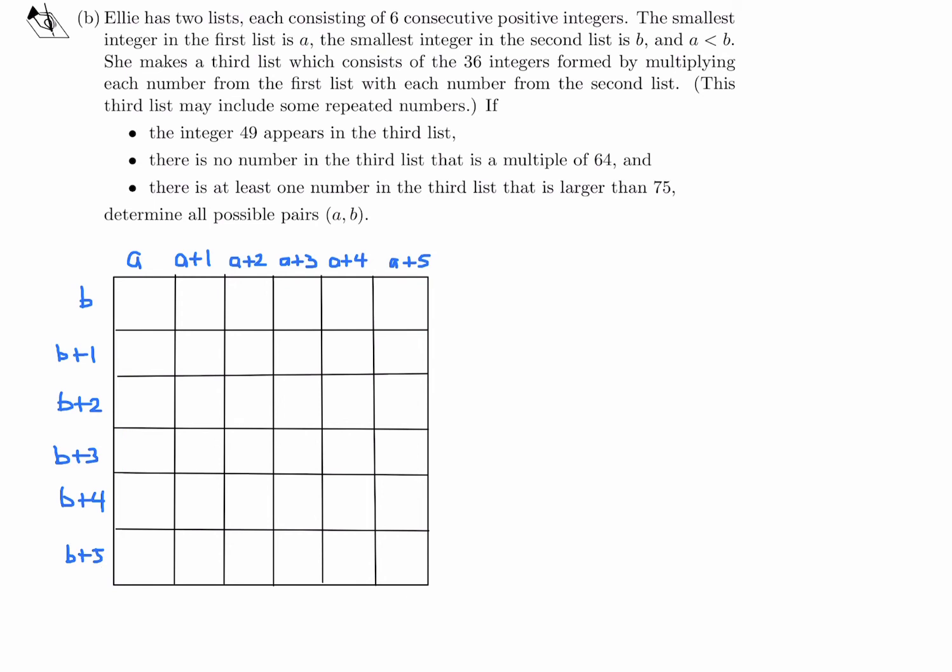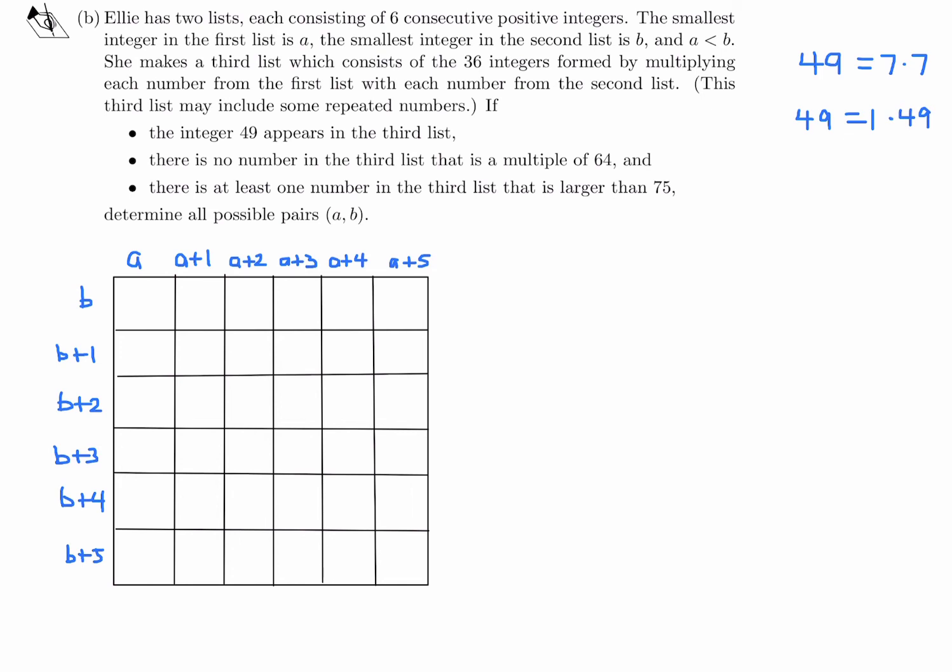Now, we have to do quite a bit of work for this, so let's do it in a systematic way. So first, let's take this one step at a time. Let's start with the first criteria, which is that 49 has to appear somewhere in the list. Well, 49 can only appear if two numbers multiply together to get 49. The first way to do that, of course, is 7 times 7. Those are the prime factors. Another way to get 49 would be 1 times 49.